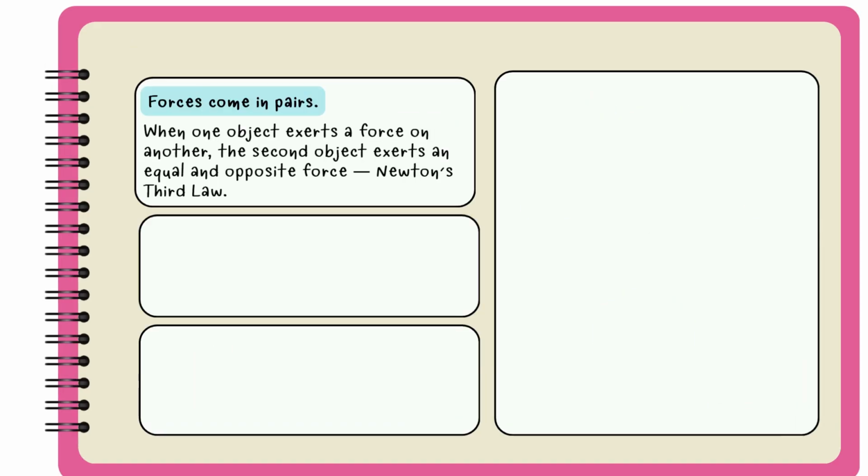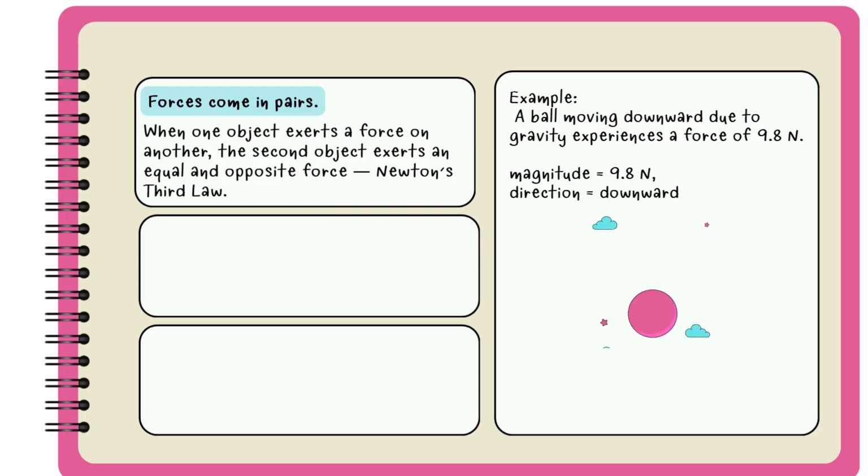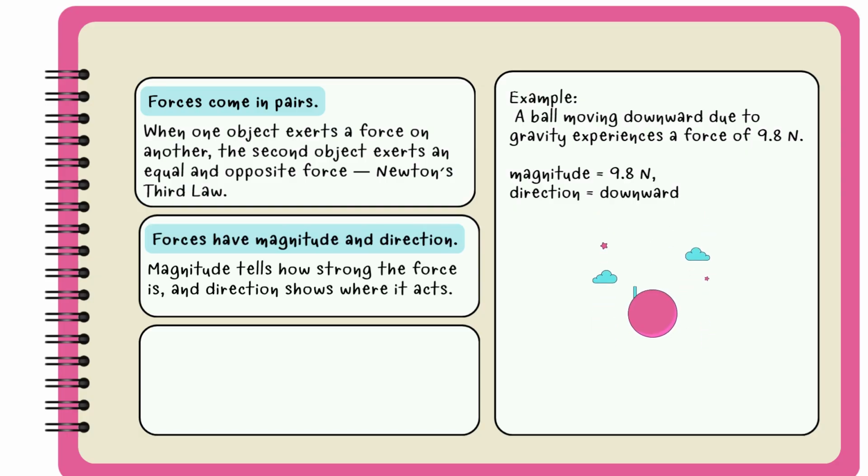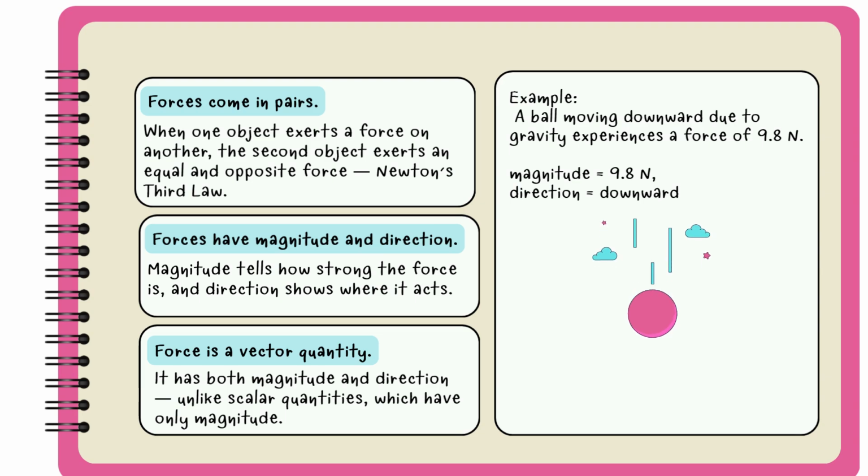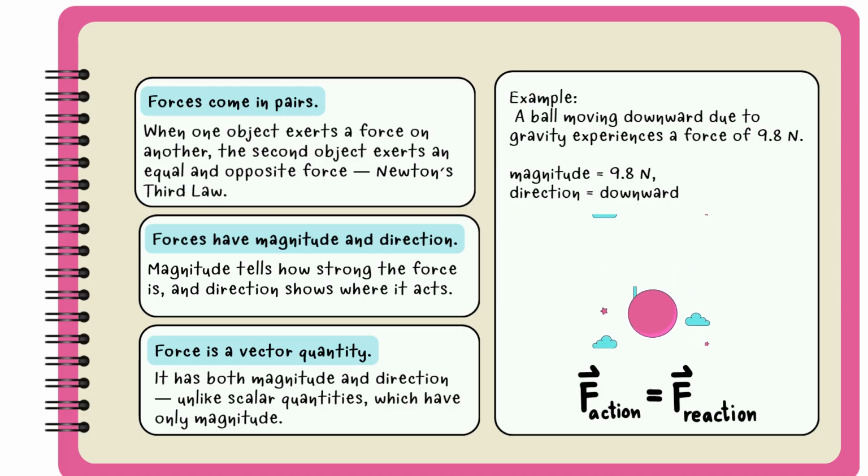Forces always come in pairs, a key concept which leads to Newton's third law. You can explain that for every action there is an equal and opposite reaction, like gravity pulling a ball down. It also mentions the magnitude and direction, highlighting that force is a vector quantity. The example you are seeing with the ball and gravity perfectly illustrates Newton's third law. It describes how a ball moving downward due to gravity experiences an equal and opposite force. In this case, 9.8 Newton downward.